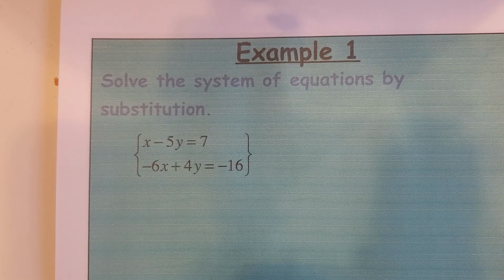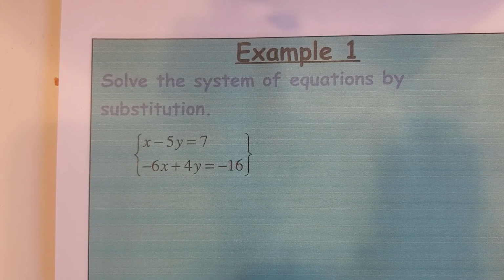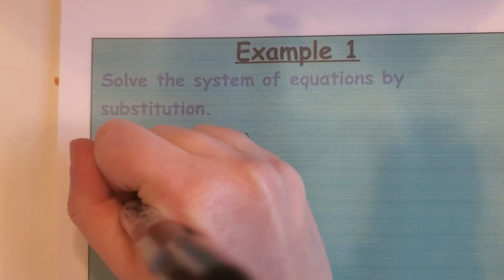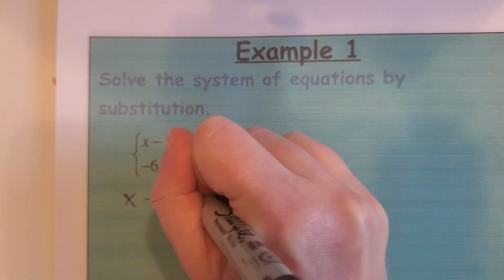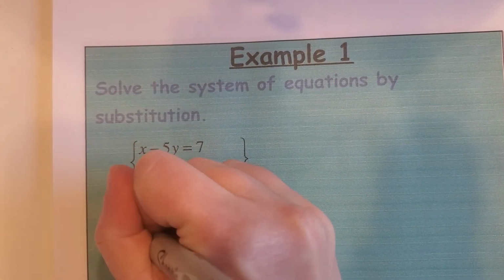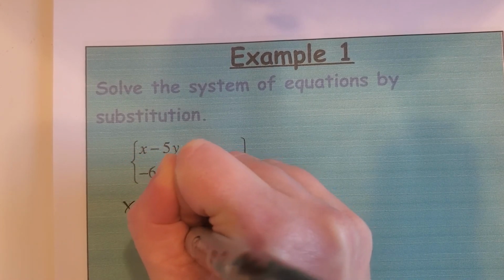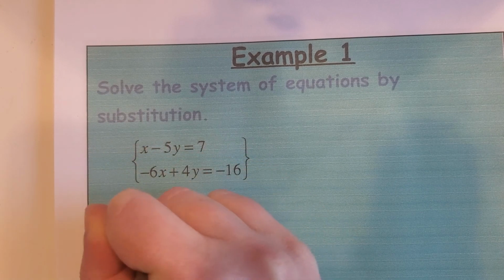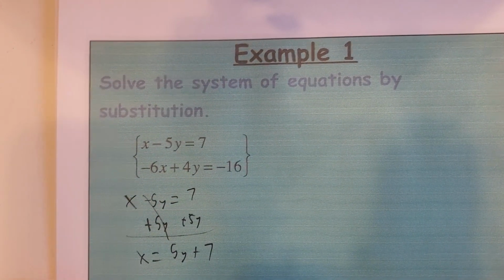In regards to this specific problem, I'm going to solve this first equation for x because I think that's easiest. In this case, we do have one option with a variable that doesn't have a coefficient. So I'm just going to take x minus 5y equal to 7 and solve for x. So x is equal to 5y plus 7. That's what you get when you solve for x.